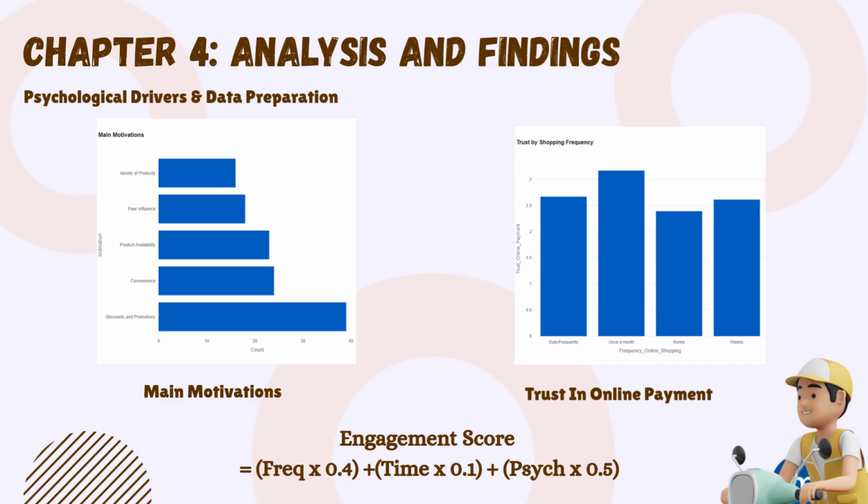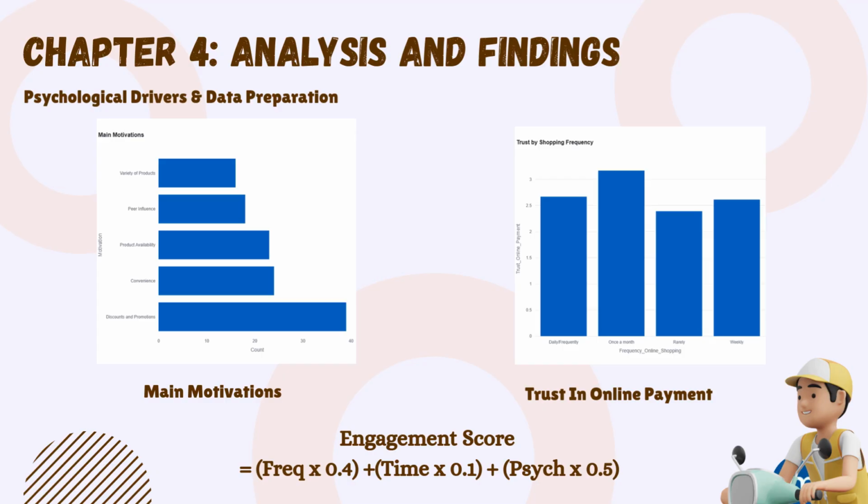The top motivator is discounts and promotions, chosen by 32.5% of respondents. Convenience came second at 20%. However, when we measured trust in online payment systems, the average score was only 2.63 out of 5, indicating moderate trust at best. This suggests that while students are motivated by deals, they still have security concerns.